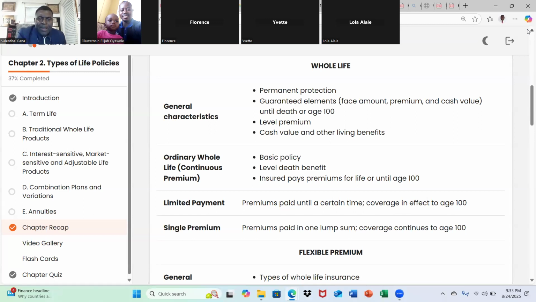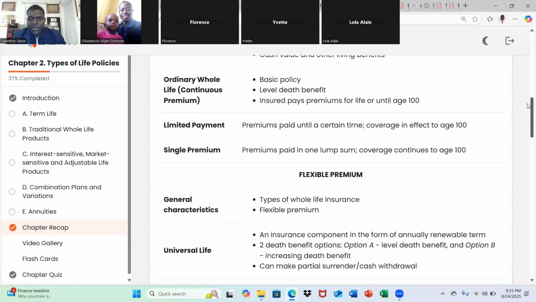Okay. Remember about whole life. Whole life is old school universal. It's permanent protection. The premium is level. It can have cash value and living benefits, and it matures at age 100. Remember that it matures at age 100, which means by age 100, if you haven't passed away, they'll still pay you the death benefit. Whole life policies.